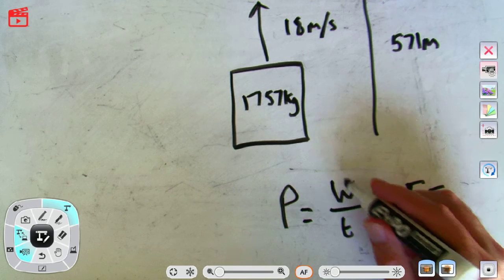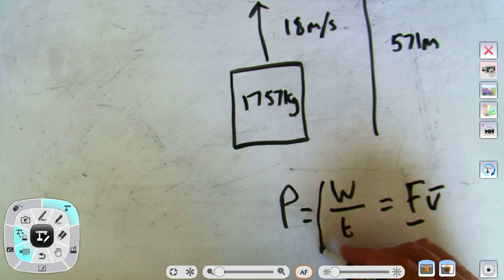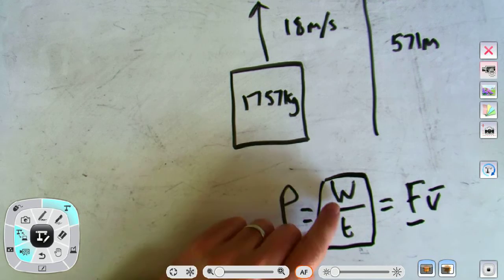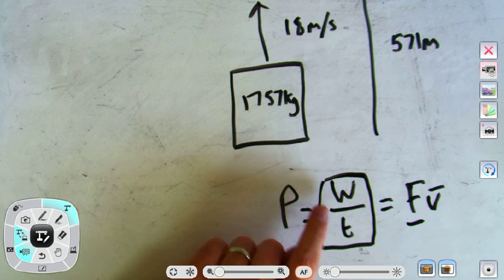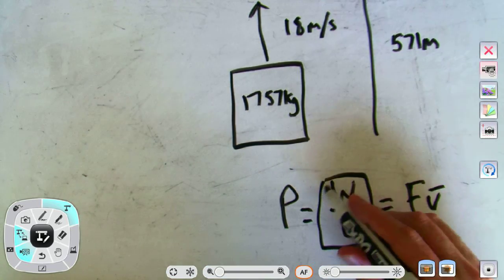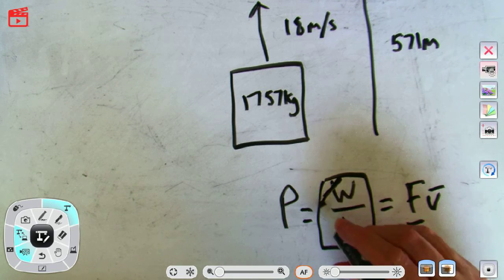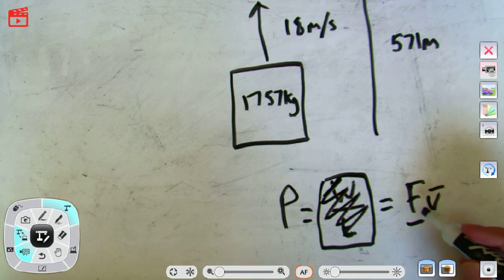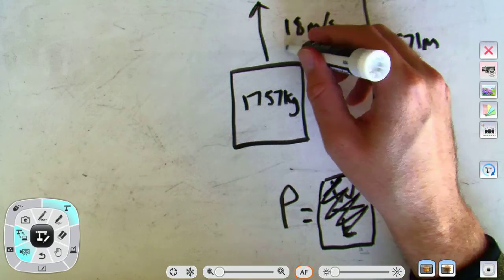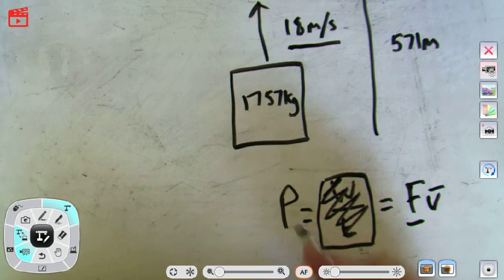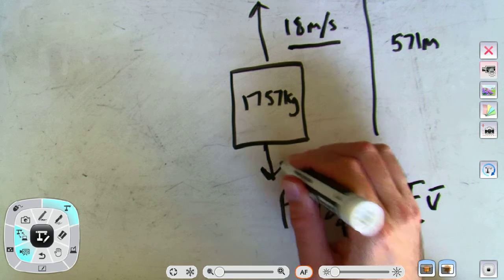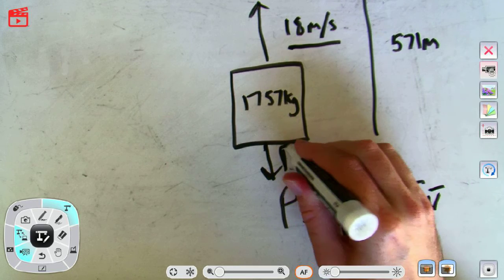Even if I wanted to do it this way, I'm still going to need to know my force so I can get my work done and then divide it by the time. Now, I'm not going to do it this way because in this case it's definitely the longer way of doing it. If I can calculate my force, all I have to do is multiply that by my average velocity and I'll get my power. So the force that I need to overcome to lift the elevator is its weight.